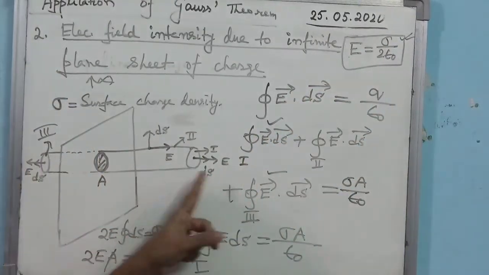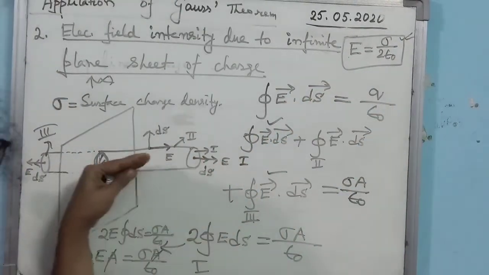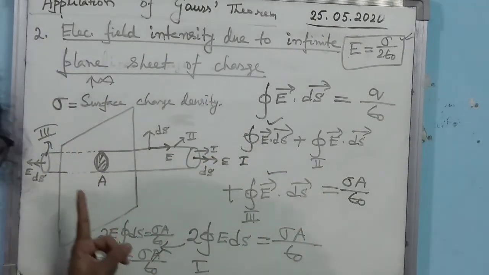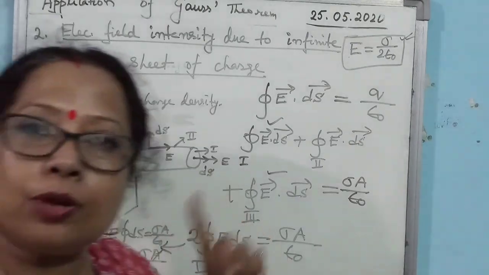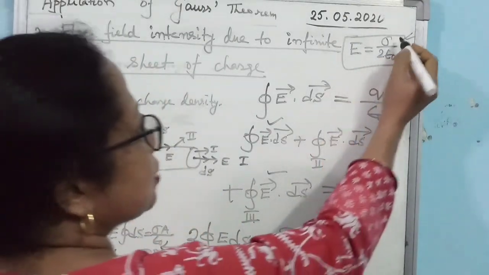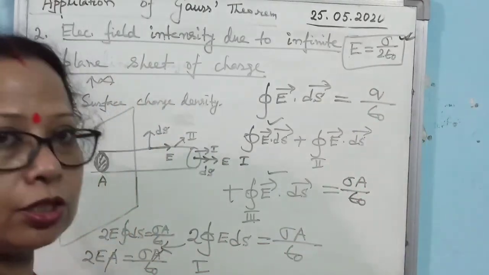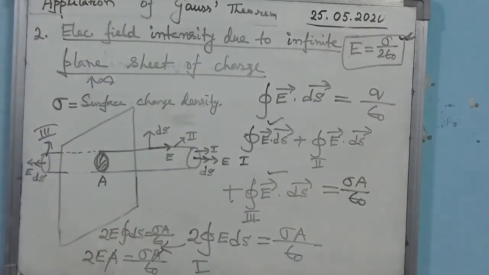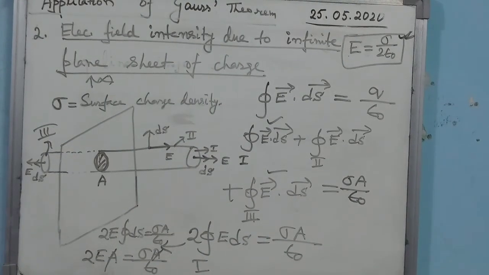And what is the direction? Direction is along the horizontal line. So you see, it indicates that a plane sheet of charge produces a uniform electric field. So this is the expression for the plane sheet of charge. One plane sheet of charge we have taken, and you must learn the derivation and remember the final expression.